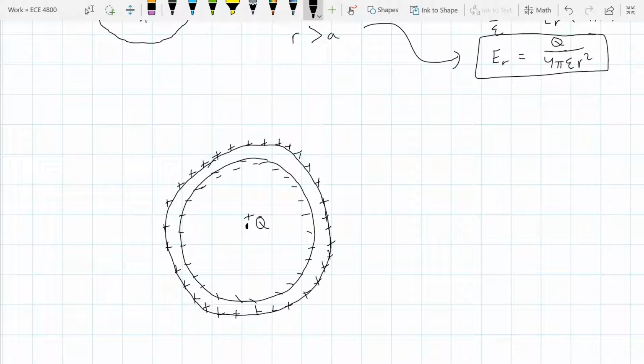If those charges can move, those negative charges would be attracted to the positive charge on the inside. So you'll get a negative charge buildup on the inside here. And since you're getting a negative charge buildup, you would also end up having a charge buildup of opposite polarity on the other side, because the electric field is pointing in this direction.